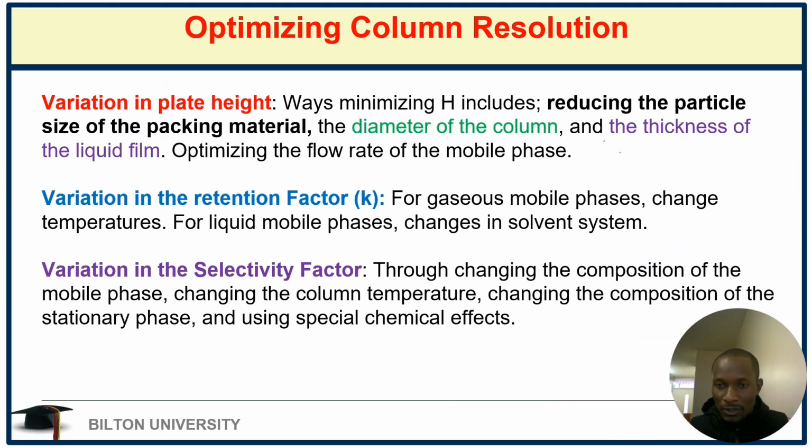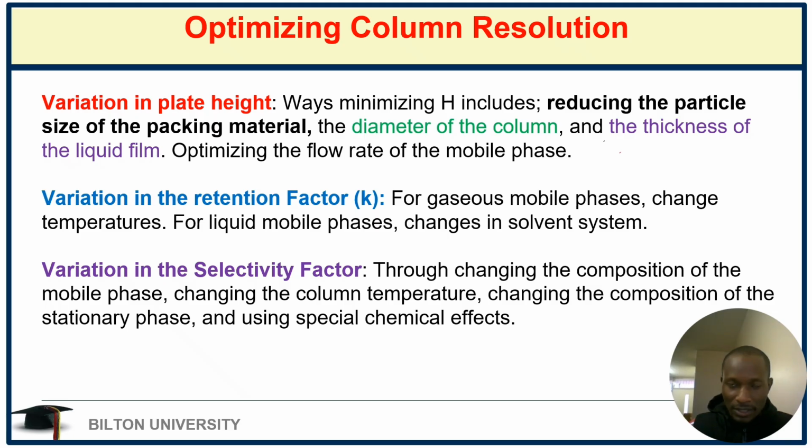That column resolution just helps us to get the best separation or the best chromatograms, the best peak with a good baseline. So now optimizing column resolution simply means, what can we do to ensure that we achieve proper separation? Now, there are a lot of things that we can do. One of them is, let me take the pen.